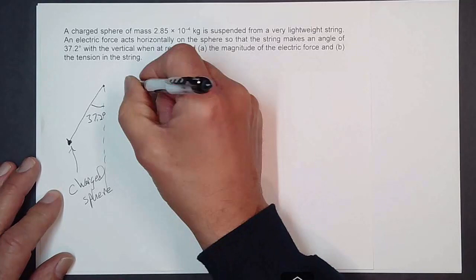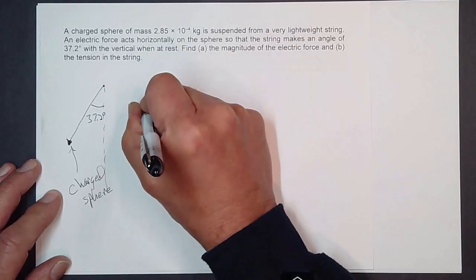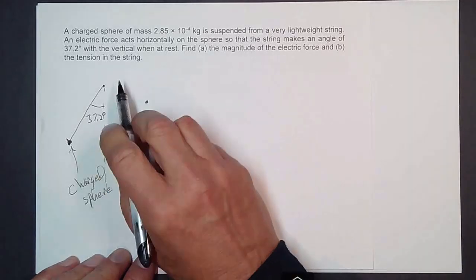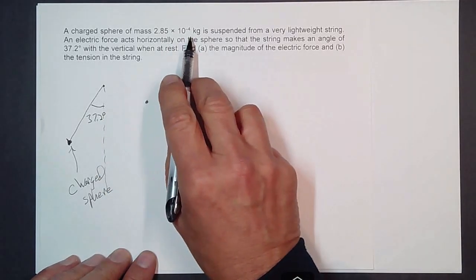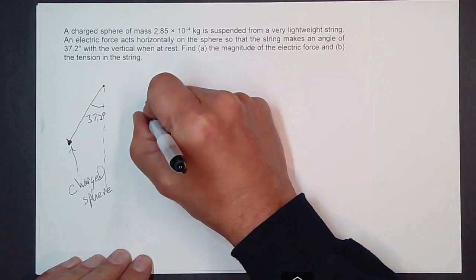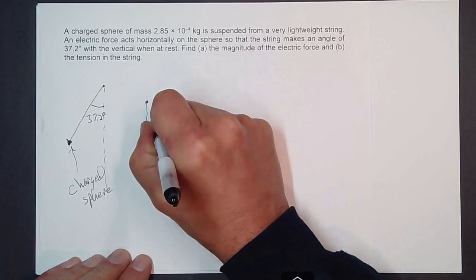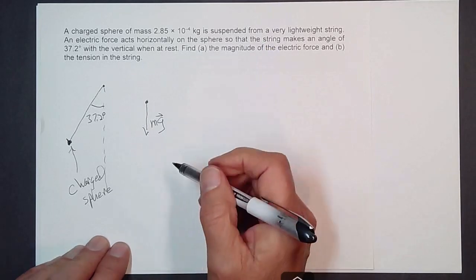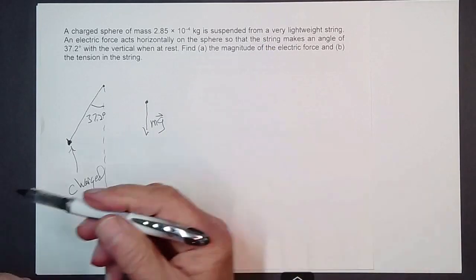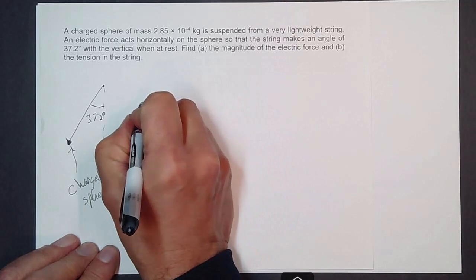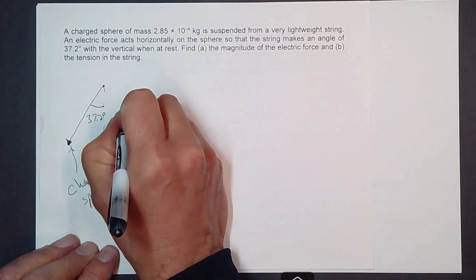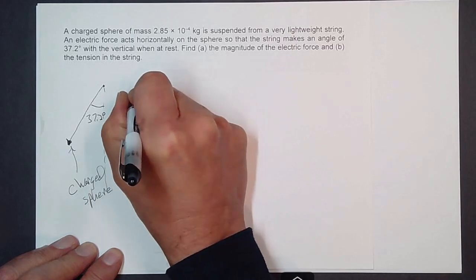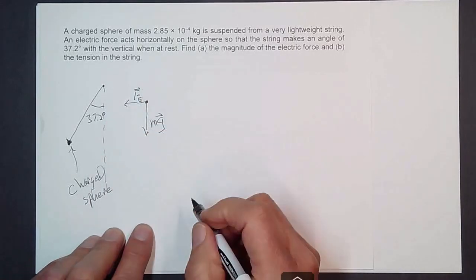Well, let's do a free body diagram here. Okay, forces that are acting. One of the forces is going to be this sphere has mass, so it'll be the weight of it, mg. That's always the low-hanging fruit, mg. There's an electric force acting horizontally sideways, so F sub E, the force of the electric field.